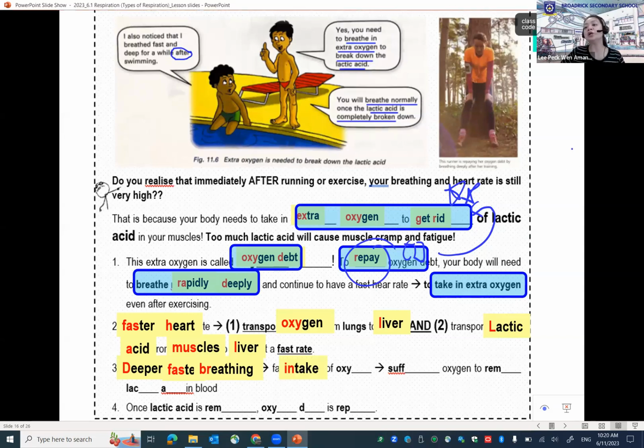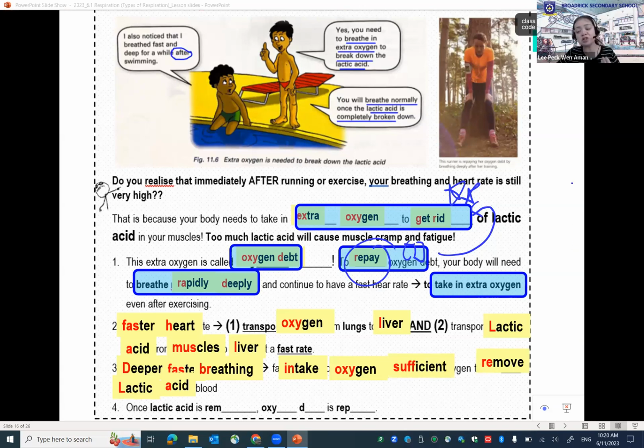Okay, because you want to increase oxygen taken in, because remember, you want to repay your oxygen debt. So you want to take in this extra oxygen which you didn't have at first during the exercise. That's why you have oxygen debt. Now that the exercise has stopped, okay, you can take in extra oxygen to help to repay this debt by removing lactic acid from the muscles. Okay, once you are able to remove your lactic acid, we say that your oxygen debt has been repaid.